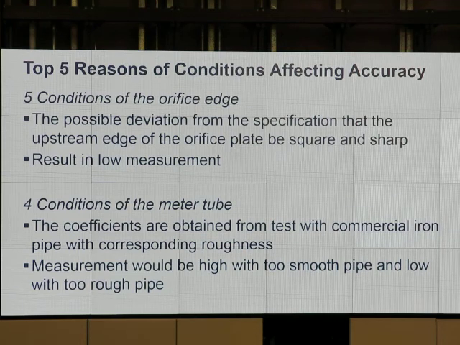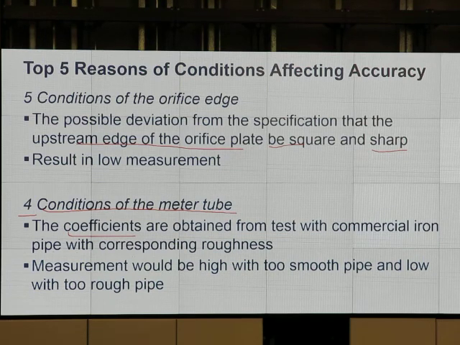Top 5 conditions affecting accuracy. Number 5, condition of the orifice edge: the possible deviation from the specification at the upstream edge of the orifice. It has to be square and sharp. If it's not sharp, it's not accurate. Number 4, condition of the meter tube: the coefficients are obtained from tests on commercial iron pipe with corresponding roughness.